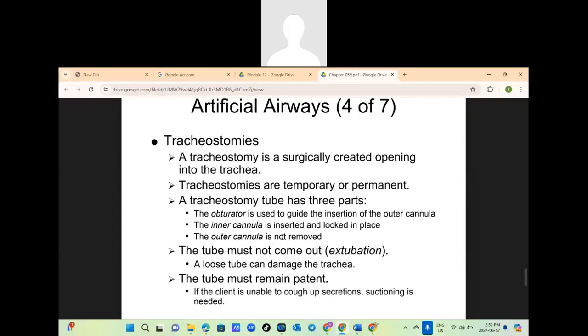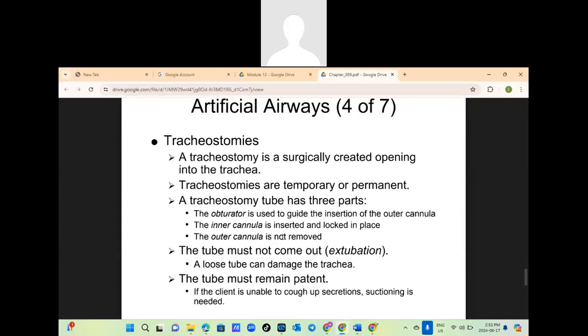So let's go to tracheostomy. Tracheostomy again is surgically inserted, right? It is a created opening into the trachea in order for them to keep the airways open. Tracheostomies are temporary, or they could be permanent. So a tracheostomy tube has three parts.